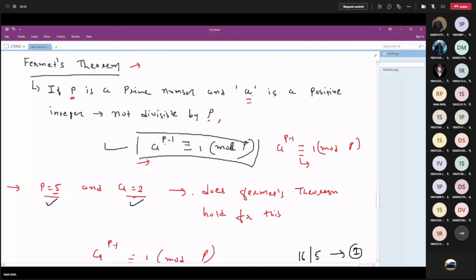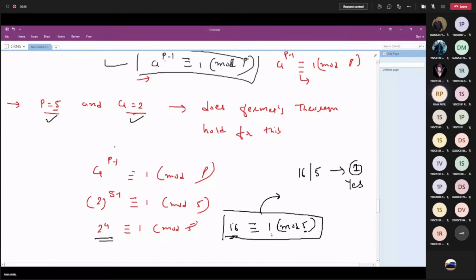Okay, so here one example is given. I need to check whether P equal to 5 and A equal to 2, if these two values are given to you, does Fermat's theorem hold for these two values? That I need to check. What I'll do, I will just take the equation, that is A raised to P minus 1 congruent to 1 mod P, right? I will put the values and I will verify whether the P and A values, if put in this equation, are correct or not. Okay.